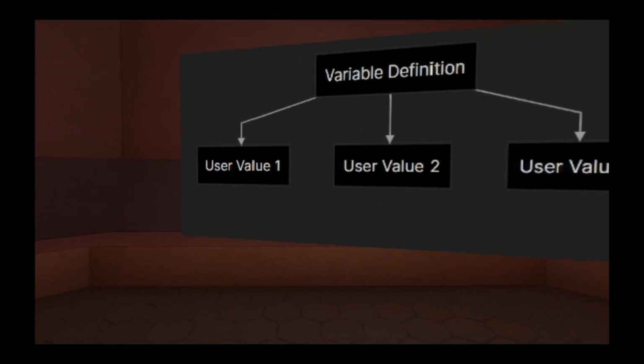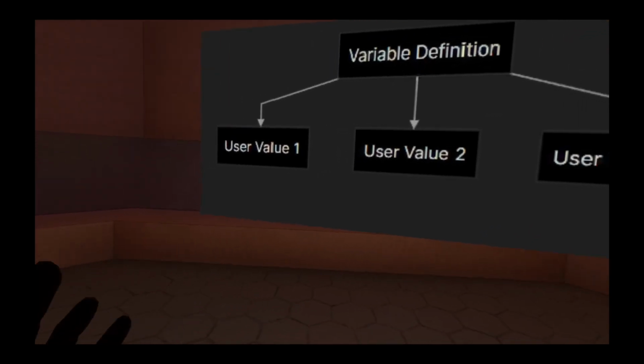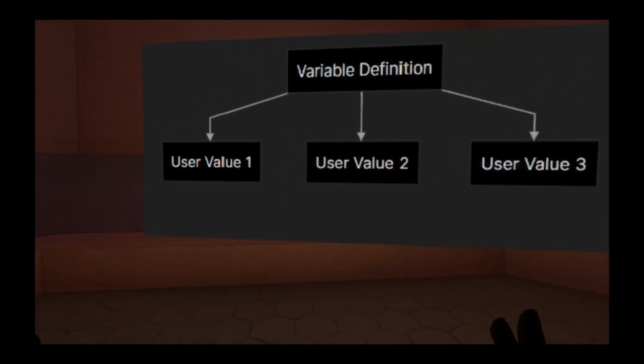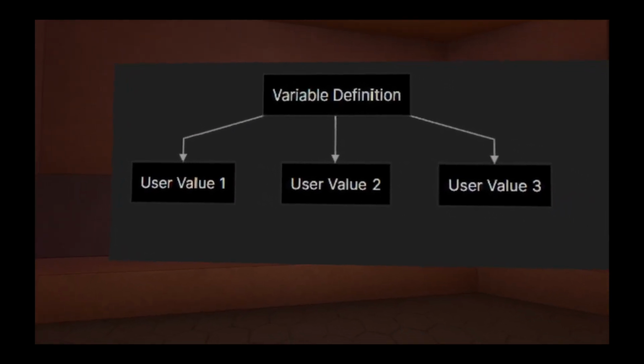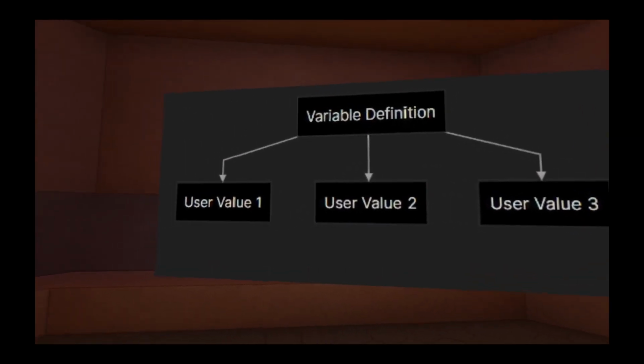Underneath that is a set of values. The set of values is for each user. And sometimes that's where we get stuck. That's the sticking point for new users. They think, oh, there's only one value per variable definition. That's not true. There is a value per user.